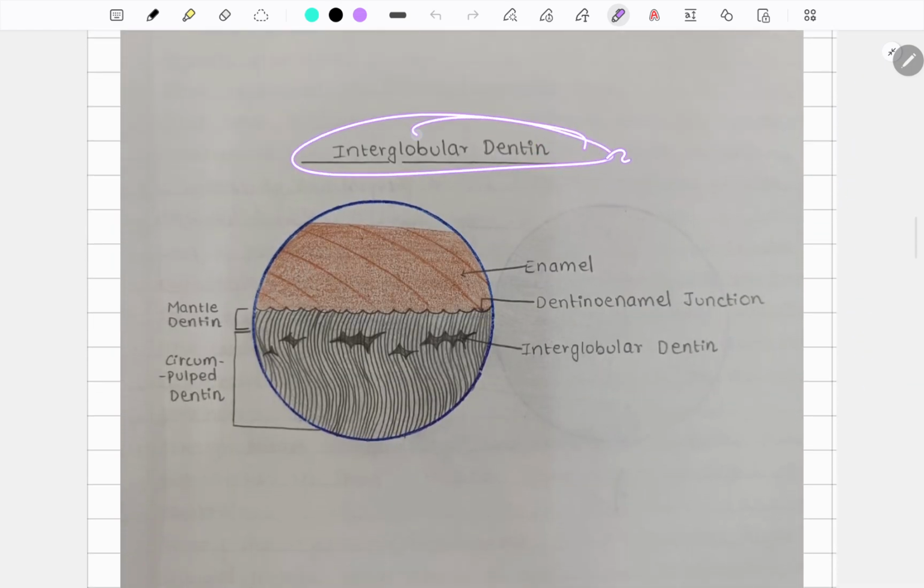Then next is interglobular dentine. So what is interglobular dentine? Interglobular dentine is hypomineralized structure which is present between the globules. So see over here, if this and this are globules, this is the hypomineralized structure present between the globules, which is irregular in shape and not mineralized. This is usually formed between mantle dentine and circumpulpal dentine, just below the mantle dentine.